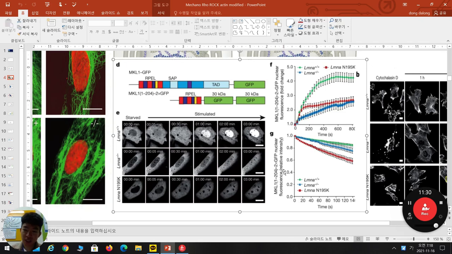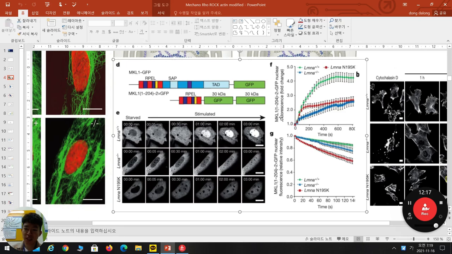And then they checked using the laser, they burn out the cytoplasmic MRTFA and check how fast the MRTFA goes out of the cytoplasm. In the case of normal lamin, it is very slow compared to the other. In the other, they are going very fast because there's no lamin, no nuclear actin, and MRTFA is not deposited in the nuclear membrane. So they have many nuclear globular monomers, and globular monomer can bind MRTFA and drive the MRTFA to go outside the nucleus, to the cytoplasm.